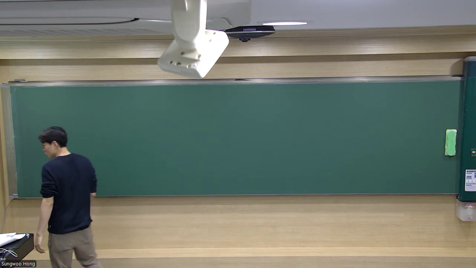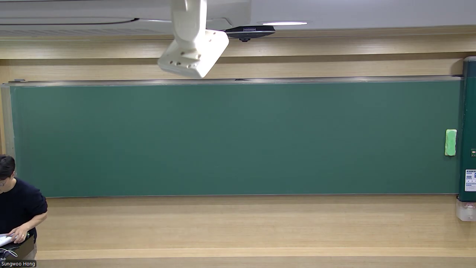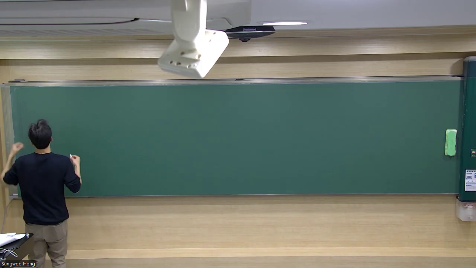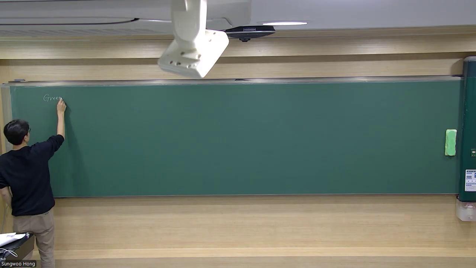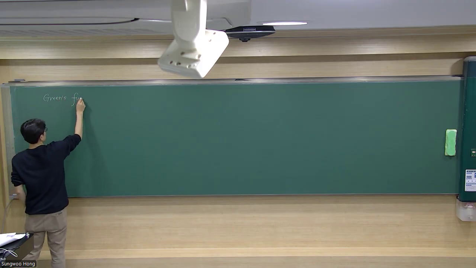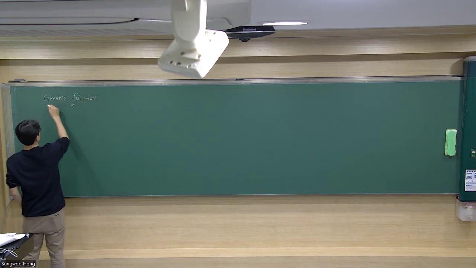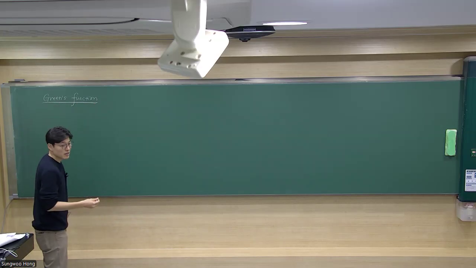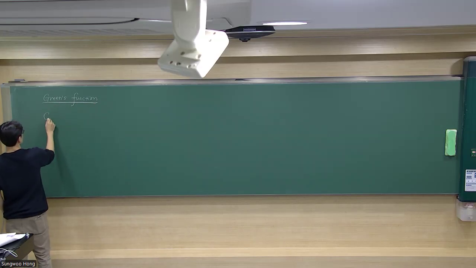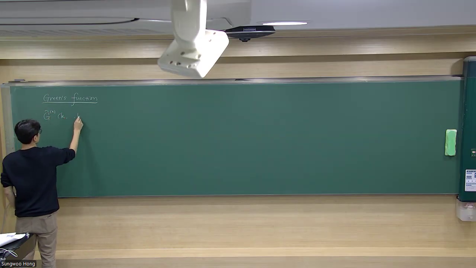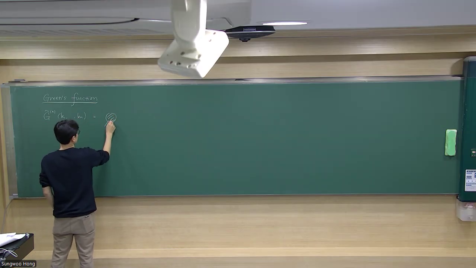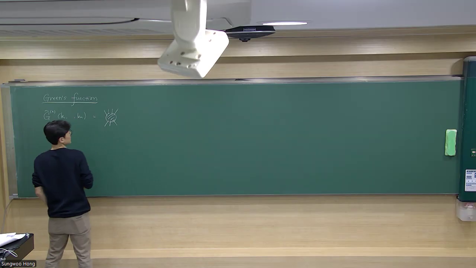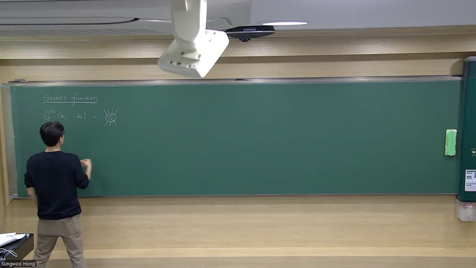Okay, let's jump in. So what we talked about was we started our discussion on Green's function. Here's a quick reminder. I define an object, this thing, as a sum over all Feynman diagrams, right?